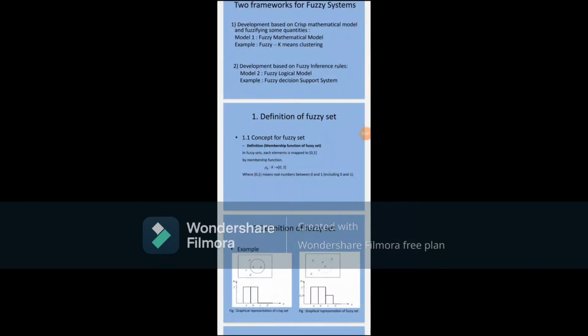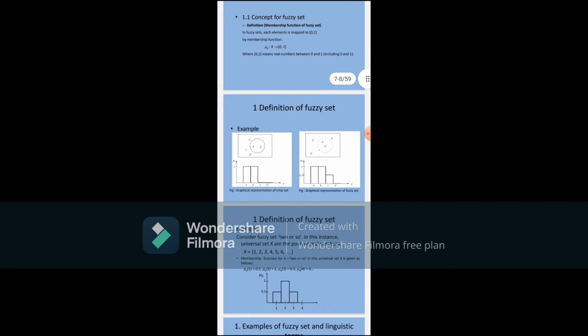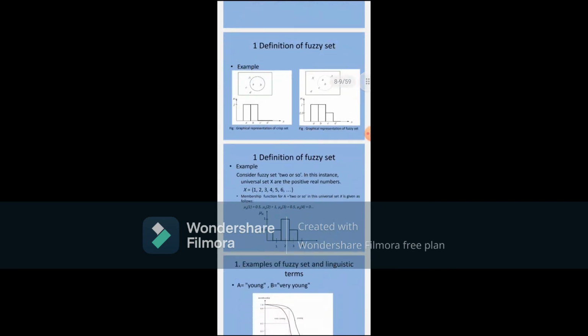Definition of fuzzy set. Concept of fuzzy set. Definition: membership function of a fuzzy set. In fuzzy sets, each element is mapped to [0,1] by the membership function, where [0,1] means real numbers between 0 and 1, including 0 and 1. Definition of fuzzy set. Example: consider fuzzy set 'around 2'.